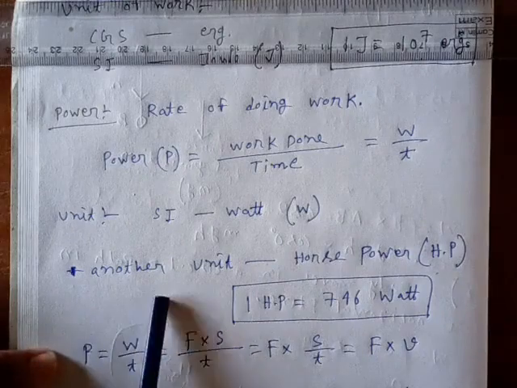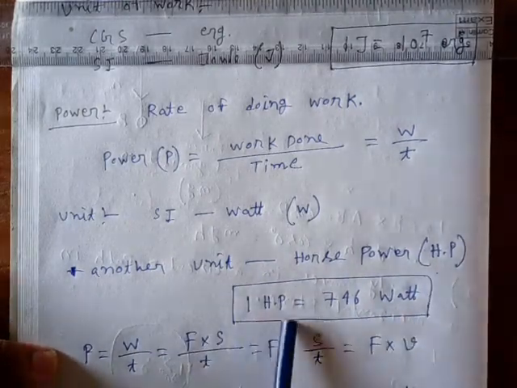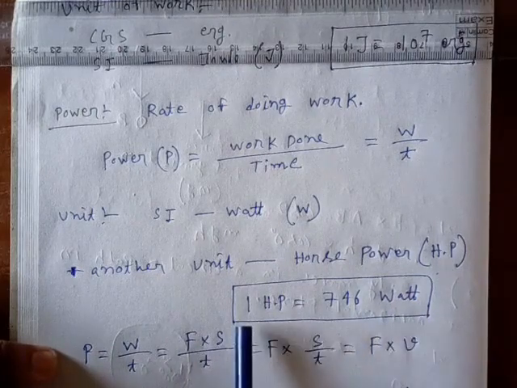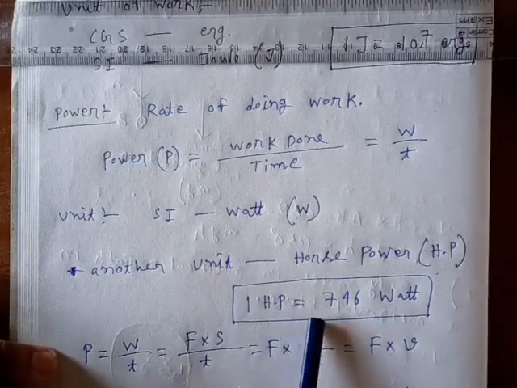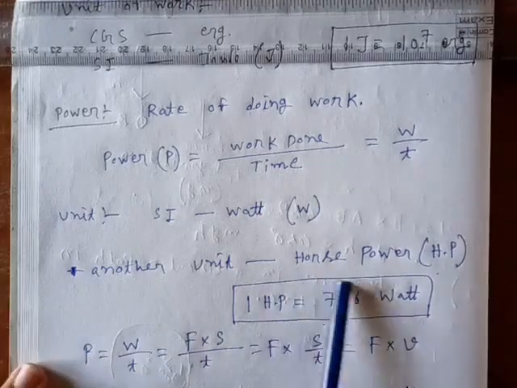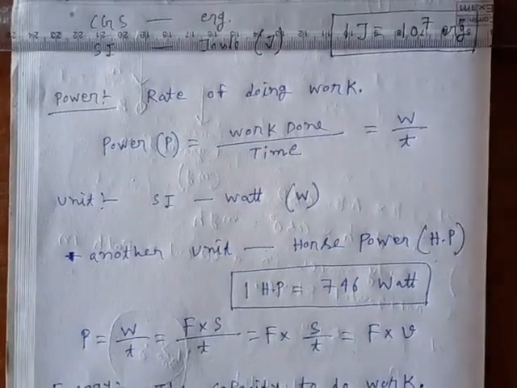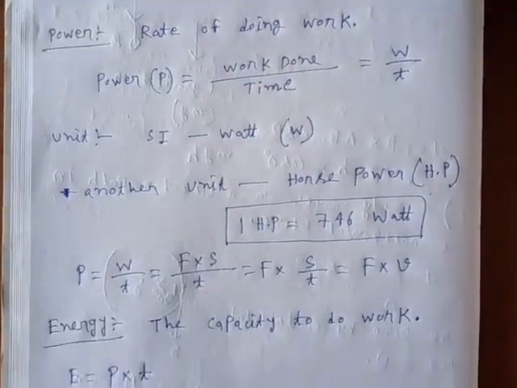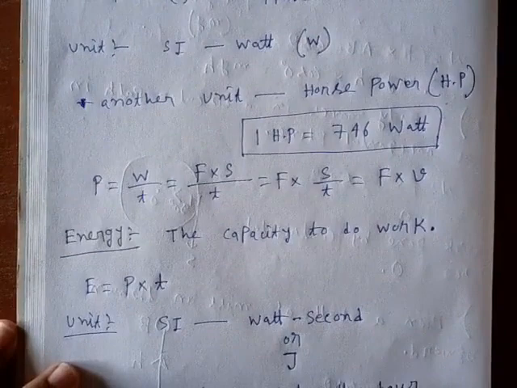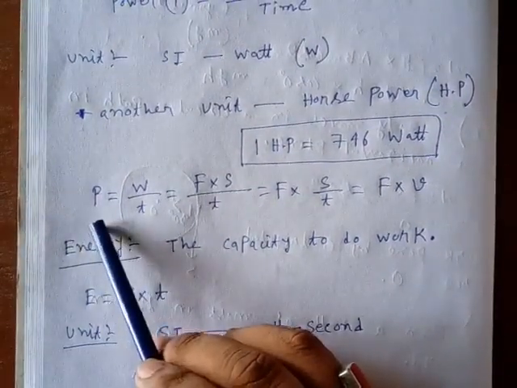Now another unit of power is horsepower, and the relation between horsepower and watt is 1 horsepower equals 746 watt. This horsepower unit is basically used to represent the power of car engines. Now there is a relation between velocity and power.